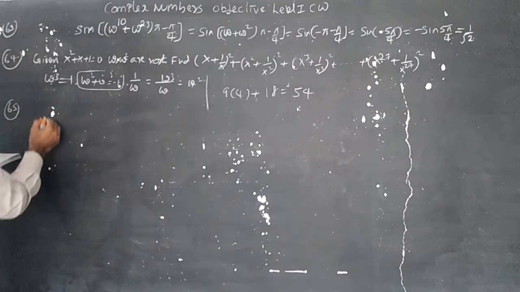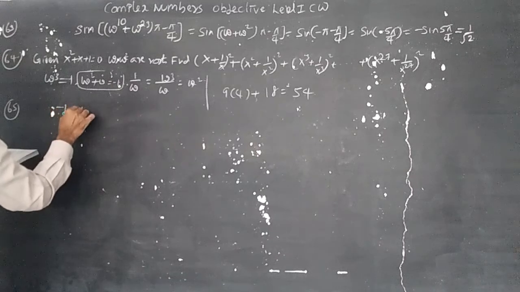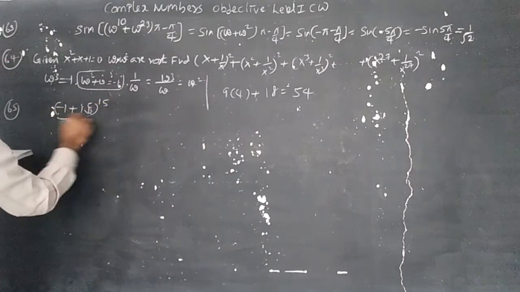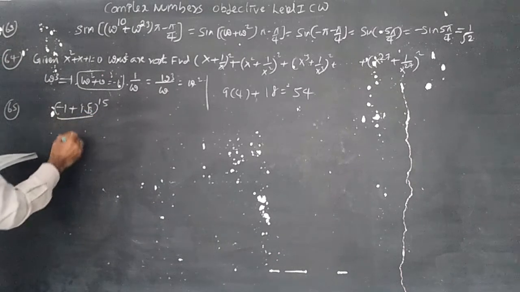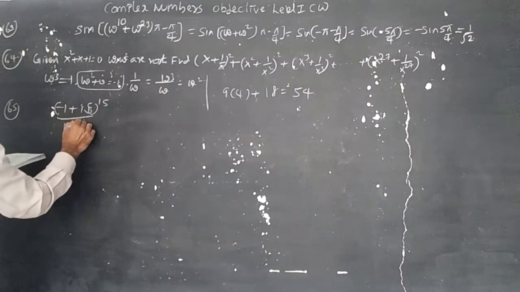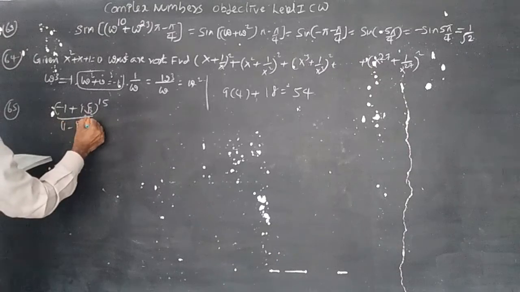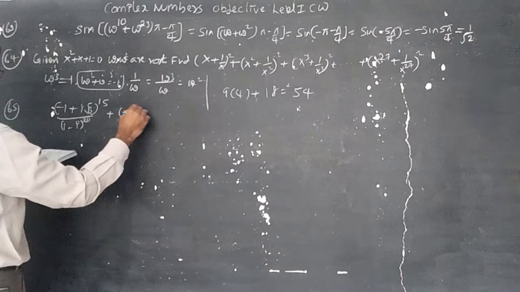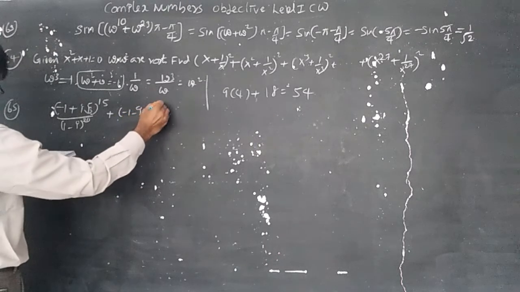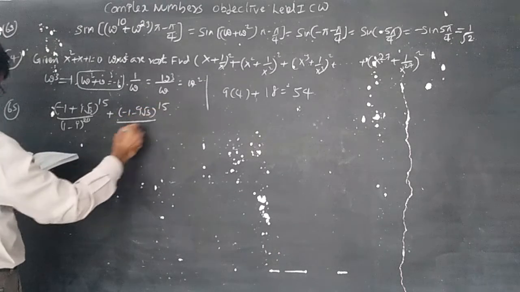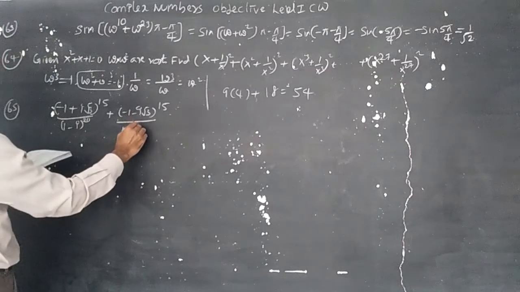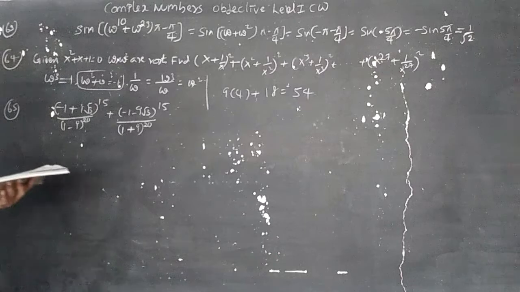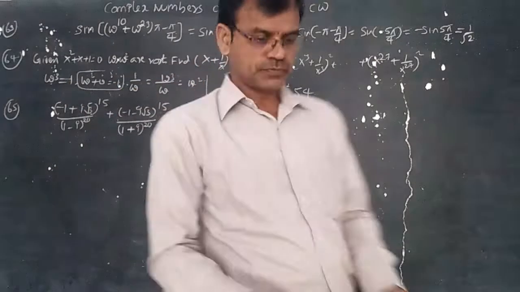65th one. (Minus 1 plus I root 3) whole power 15 by (1 minus I) whole power 20 plus (minus 1 minus I root 3) whole power 15 by (1 plus I) whole power 20 is equal to, what is the value?